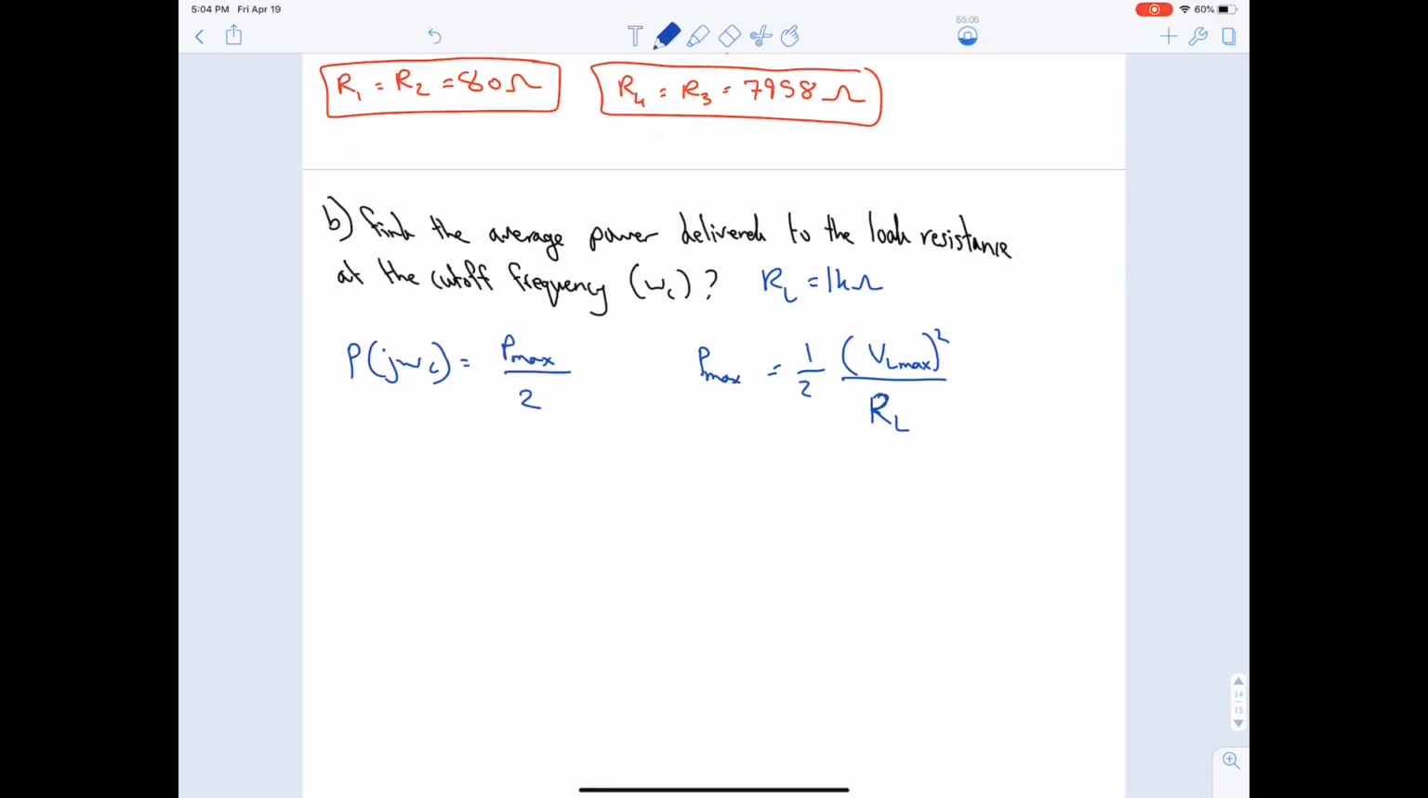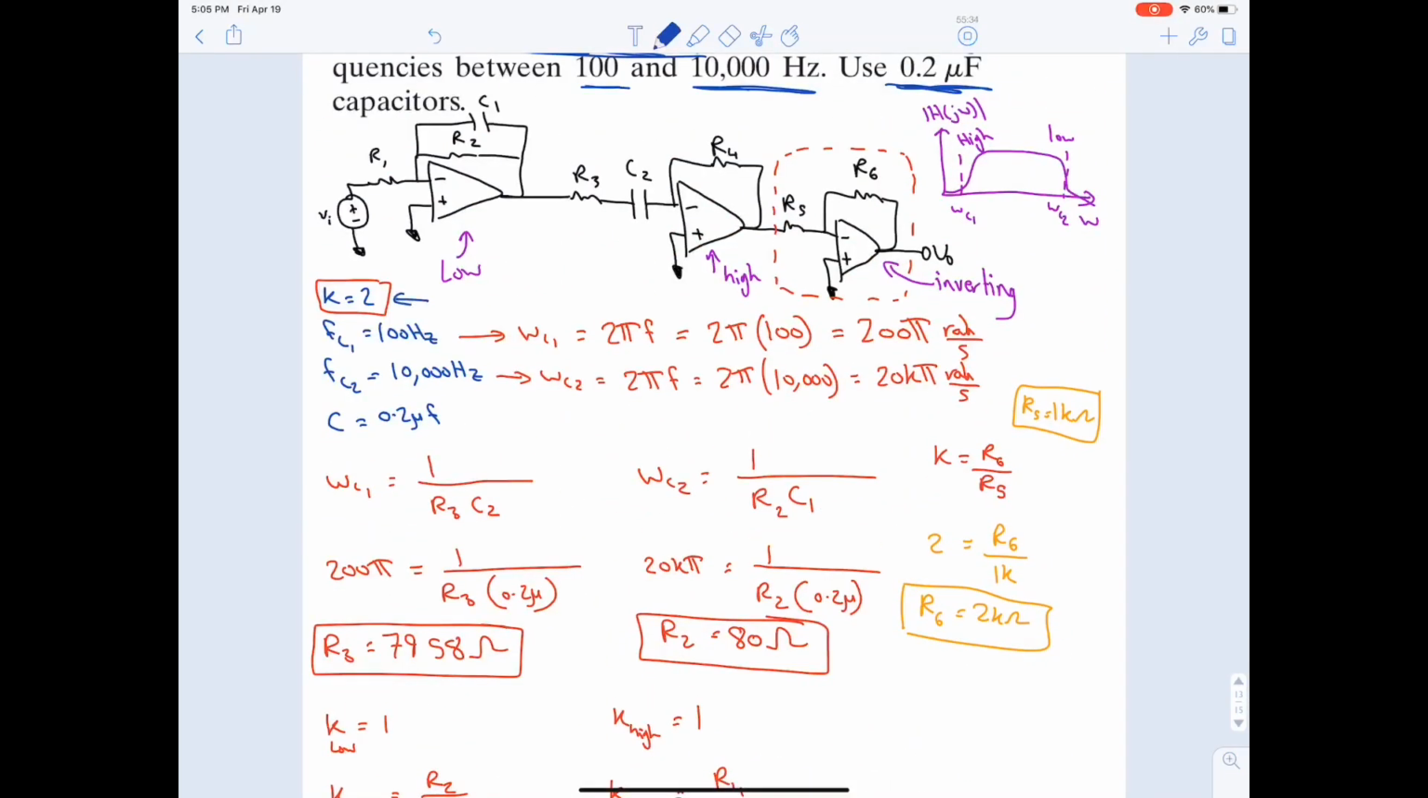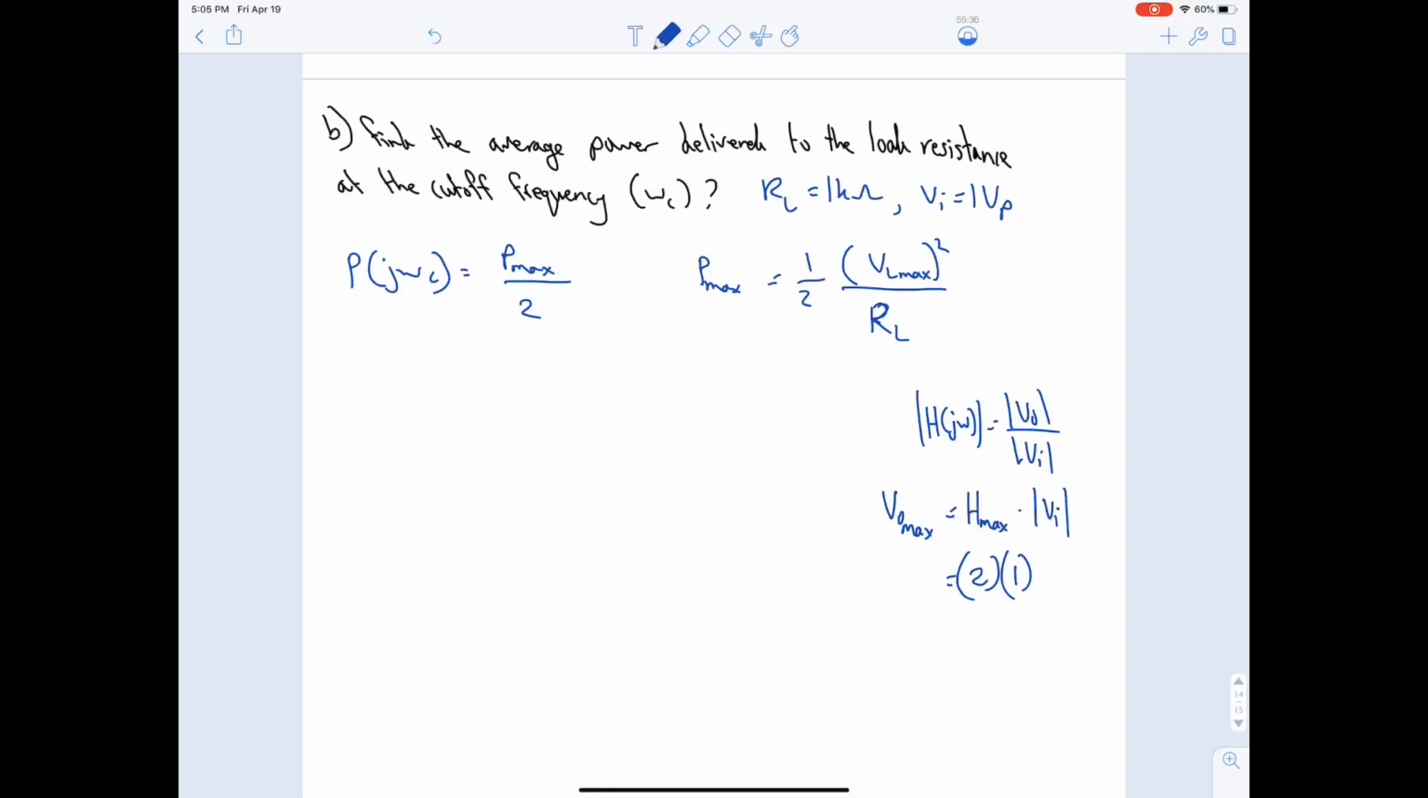How can we find the maximum V output? Now we know that the magnitude is actually V output over V input. We want the maximum V output. V output max is equal to H max multiplied by V input. Okay, let's also assume that V input was given to us as 1 volt peak. So here the maximum gain was 2 multiplied by 1. So the answer is 2 volt. The maximum V output is 2 volt.